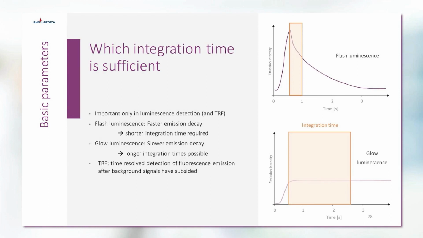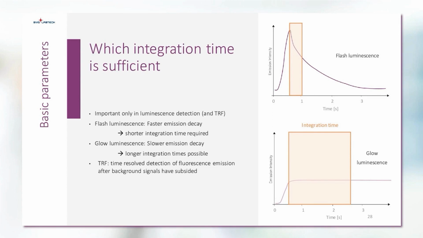As a final parameter for measurement optimization, I would like to highlight the integration time. This parameter is mainly important in luminescence detection, but also in time-resolved fluorescence measurements. It defines the time window that a microplate reader uses to collect light signals from a sample. Longer integration times can be used to benefit assays with a low photon yield over time, while short integration times can be used for assays with high photon yields.